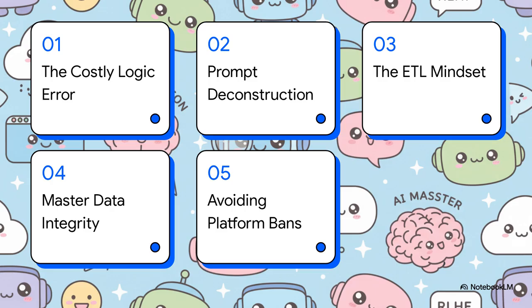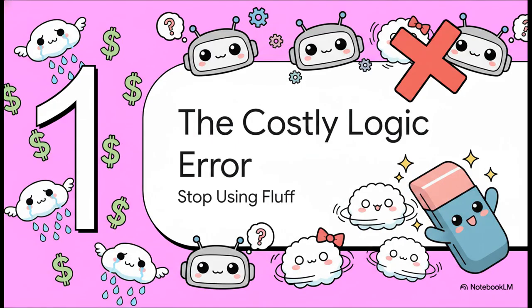So here is our roadmap for today's explainer. 1. The costly logic error. 2. Master prompt deconstruction. 3. The ETL mindset. 4. Mastering data integrity. And finally, number 5. Avoiding platform bans. All right, starting us off with Section 1, the costly logic error.